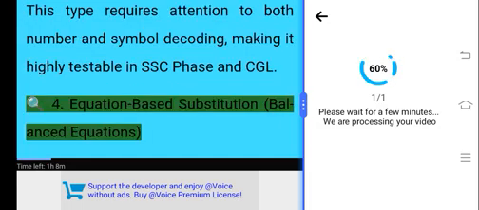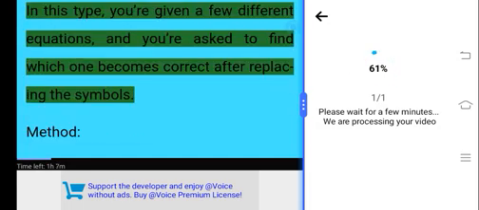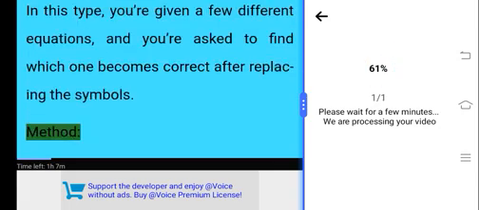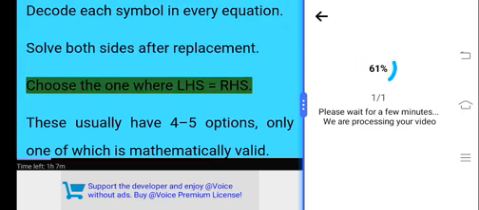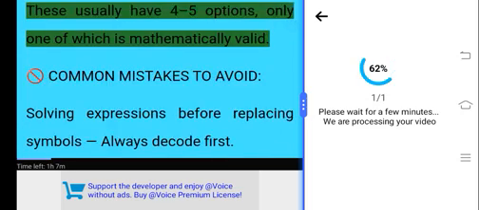Type 4: Equation-based substitution, balanced equations. In this type, you're given a few different equations, and you're asked to find which one becomes correct after replacing the symbols. Method: decode each symbol in every equation, solve both sides after replacement, and choose the one where LHS equals RHS. These usually have 4 to 5 options, only one of which is mathematically valid.